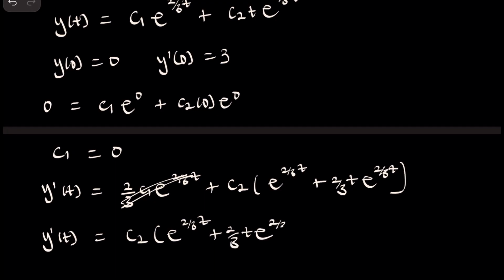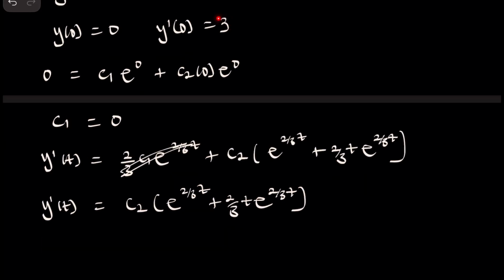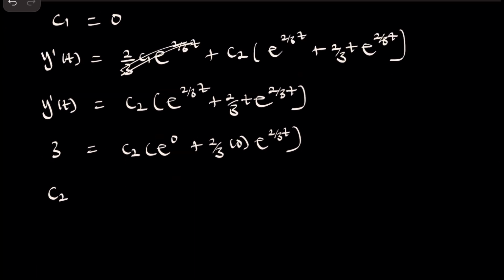From the initial condition, we have y prime is equal to 3 and t is equal to 0. Thus, we are going to have 3 is equal to c2, then e exponent 0 plus 2 on 3 multiplying 0 e 2 on 3t. Thus, c2 is equal to 3.